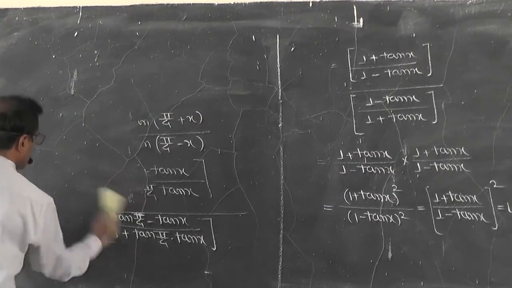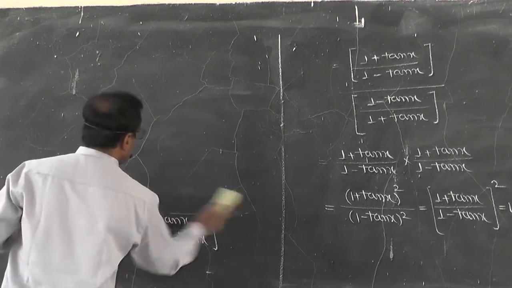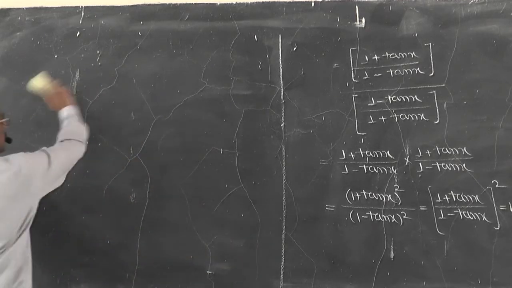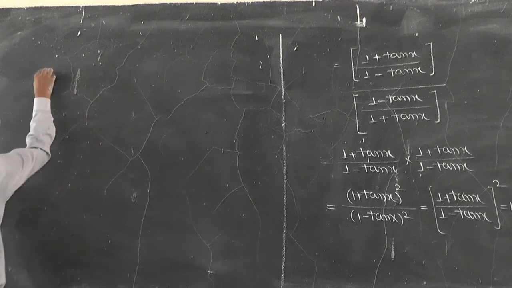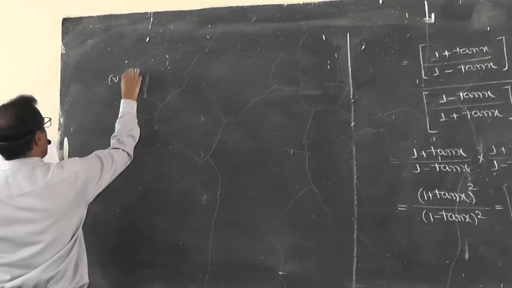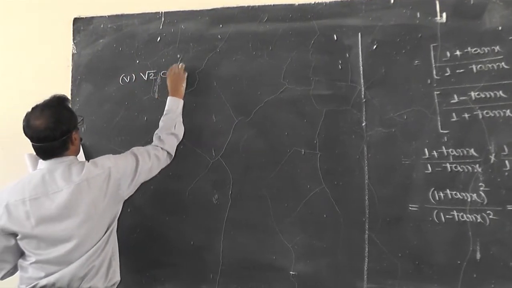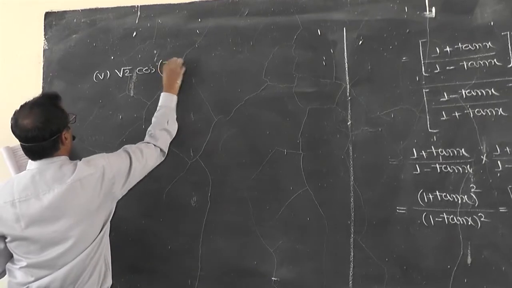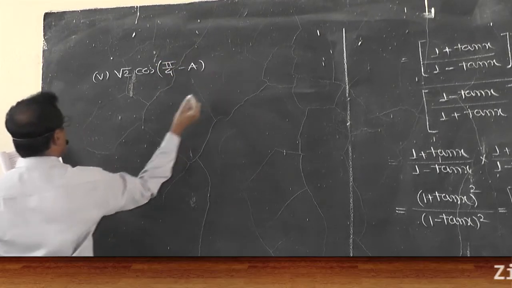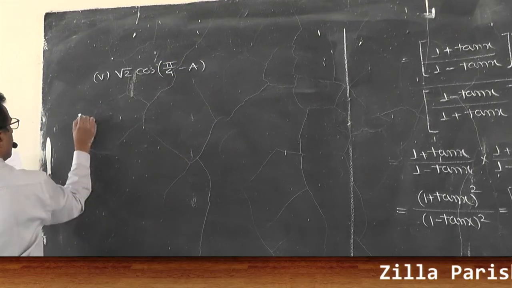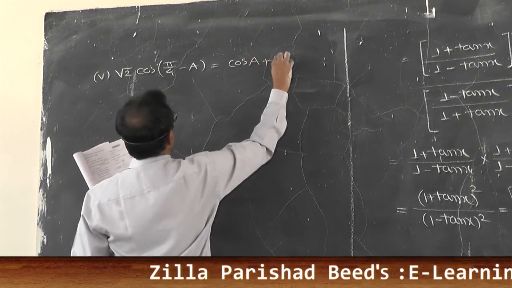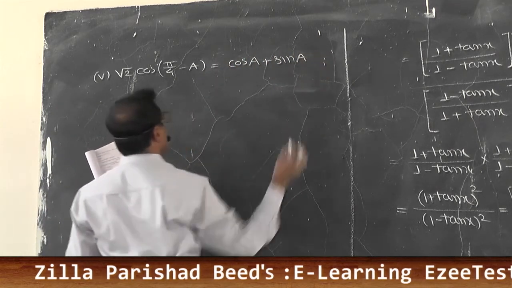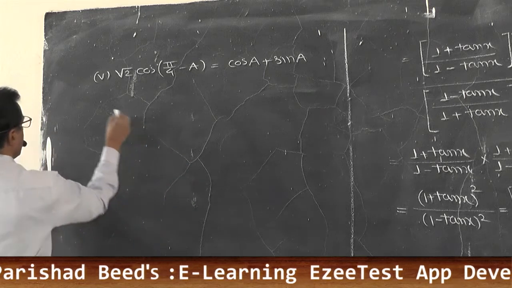Now I will take a few examples in order to clear this idea in this present lecture, that is trigonometric functions of compound angle. Suppose this question is given. The fifth one I have written: root 2 into cos of (pi by 4 minus A). I think this is a simple question. Those who know the formula can get the answer directly. This is a question of show that it equals cos A plus sin A.